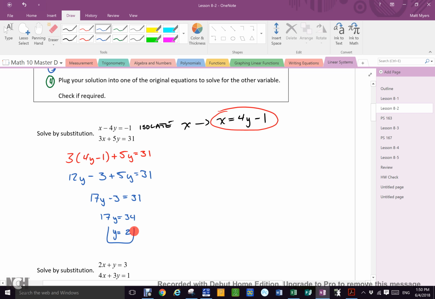2. Now, what's the last step say? Plug your solution into one of the original equations. Well, since we know that y is 2, but x is 4y minus 1, where can that 2 go? Anywhere we see a y. X equals 4 times 2 minus 1. What's 4 times 2? 8 minus 1. What's 8 minus 1? 7. What is the ordered pair? That is the solution. 7, 2.